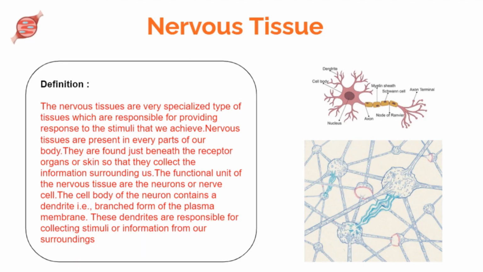The last tissue in our body is the nervous tissue. The nervous tissues are very specialized types of tissues, which are responsible for providing various responses to the stimuli that we receive. Nervous tissues are present everywhere in our body. Nervous tissues are found just beneath the receptor organs, beneath the skin, so that they can collect information surrounding us.